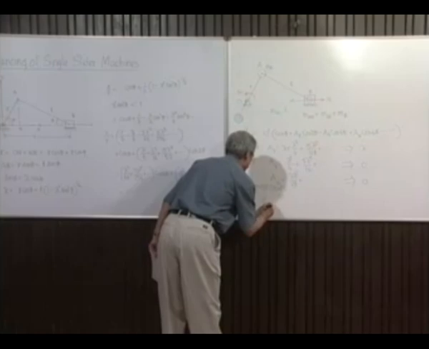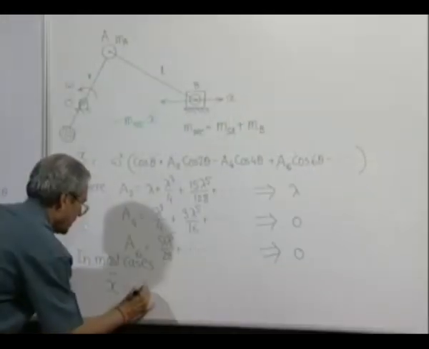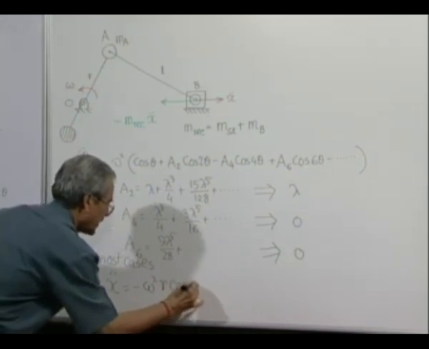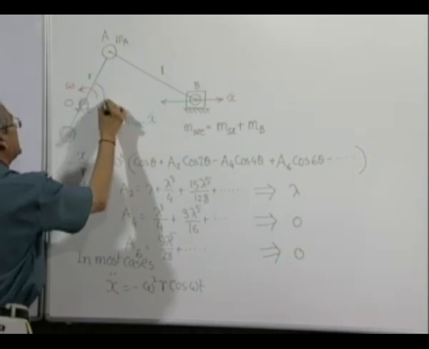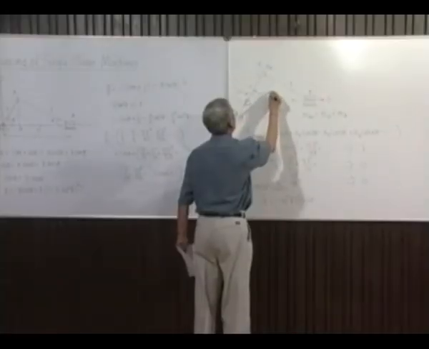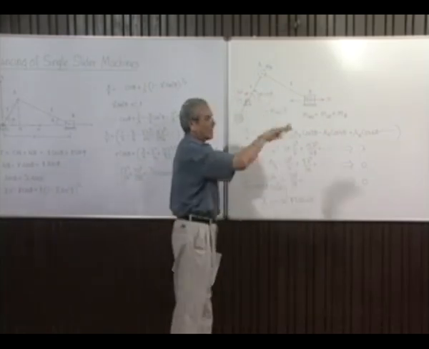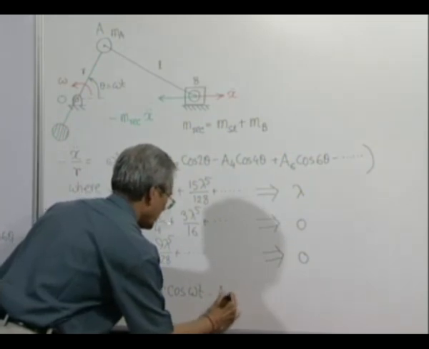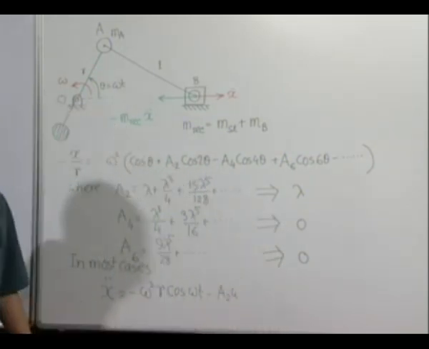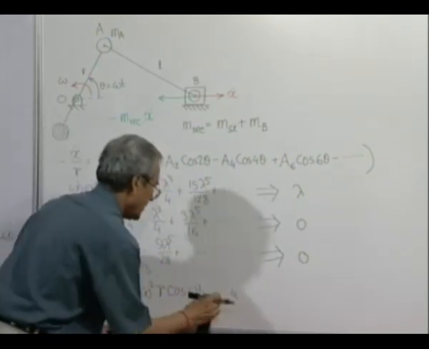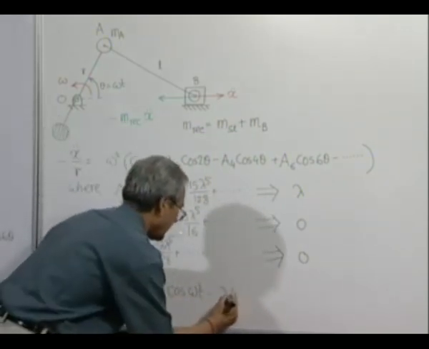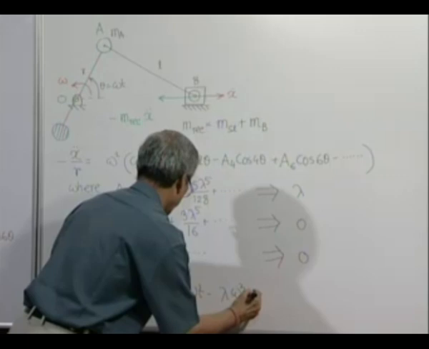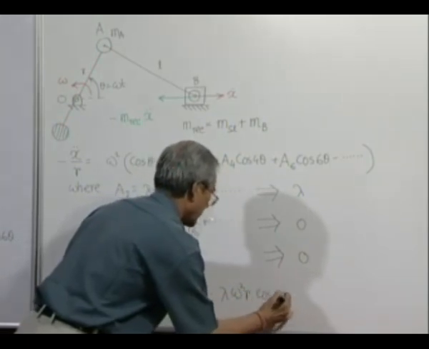we can then express x2 dot as minus omega square r into cosine omega t, you can see this angle is theta, which is nothing but omega t if we assume at t is equal to 0 the crank was aligned with the cylinder center line, minus A2, or rather which is simply lambda, we should write, omega square r cosine 2 omega t.